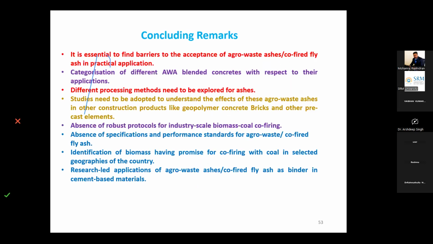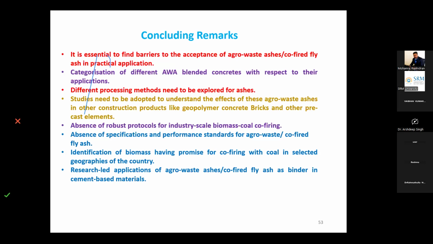So concluding remarks, at the end, I would like to say that it is essential. From the research point of view, these materials have a high potential. The more research we do, the more things will be clear to us. And it is essential to find barriers to the acceptance of these agro waste or co-fired fly ashes. Then categorization of different agro waste ash blended concretes with respect to their application is required. Then other processing strategies that are environmentally friendly need to be explored.